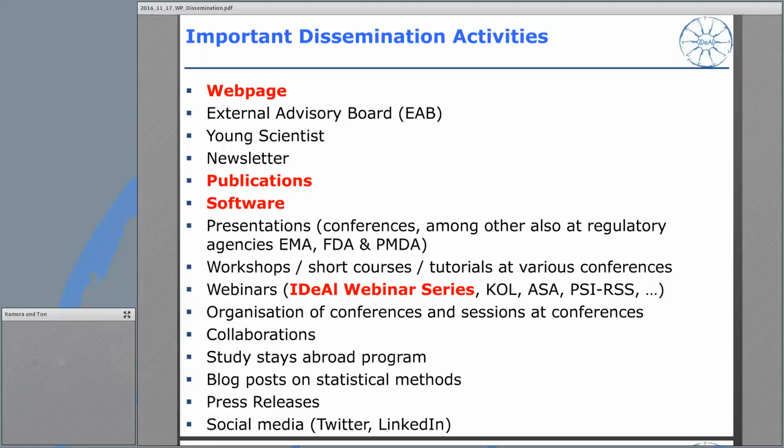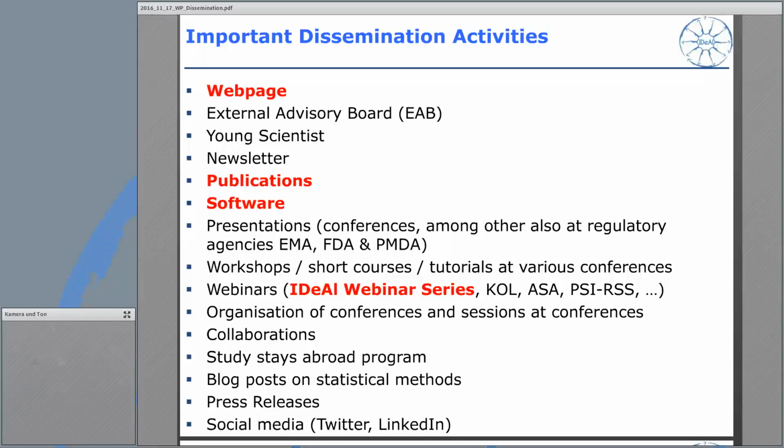Not only did our youngsters deliver excellent research, they also organized themselves and liaised with the youngsters from the other projects and institutions. This was also linked with study stays abroad from time to time. Important for any scientific research project are the papers published in peer-reviewed journals, and when possible, we try to link it with freely accessible software. We had various presentations, not only at conferences, but also at regulatory agencies such as US FDA, PMDA in Japan, or EMA. In addition to our IDLE webinar series, we were invited to online lectures of the American Statistical Association, PSI, and the Royal Statistical Society.